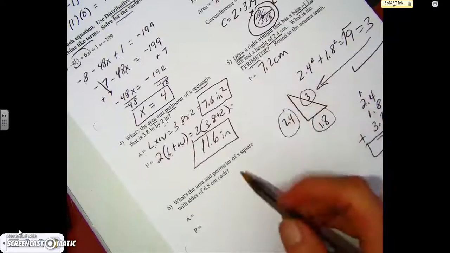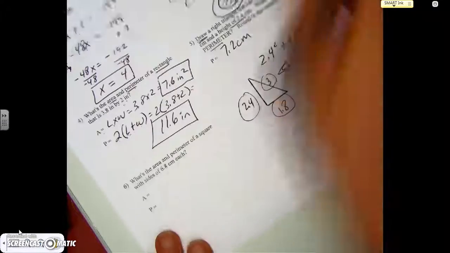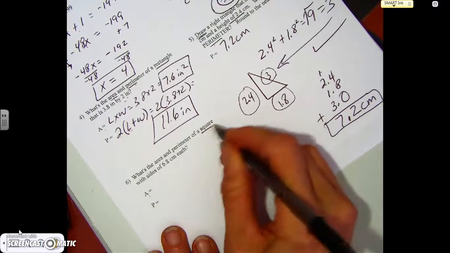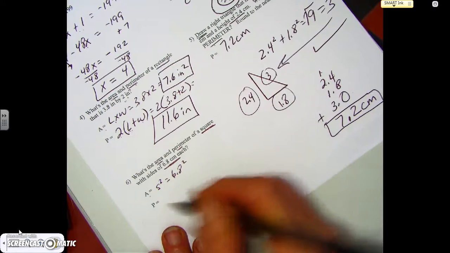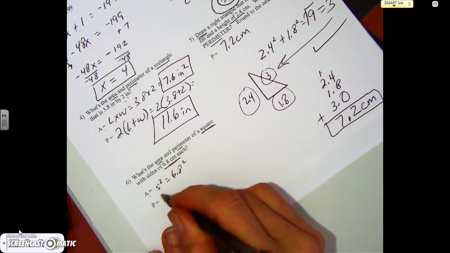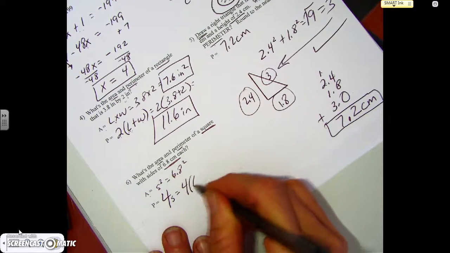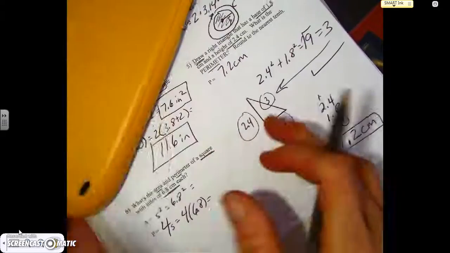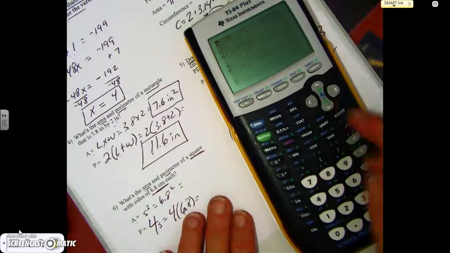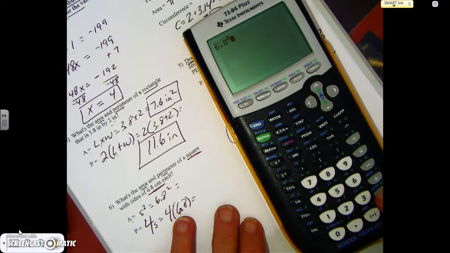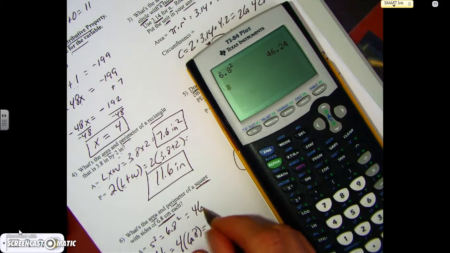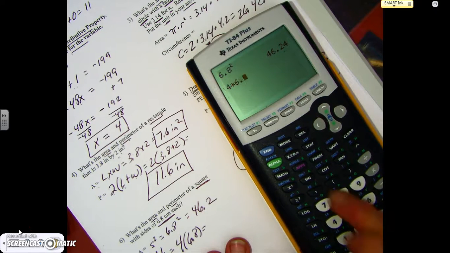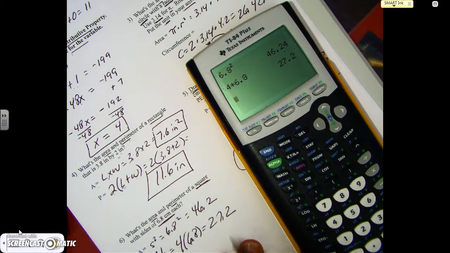All right, and then what's the area and perimeter of a square with sides of 6.8? What's the formula for area of a square? It's just side squared, so it's 6.8 squared. What's the formula for perimeter of a square? It's 4 times the side, so it's just 4 times 6.8. 6.8 squared equals 46.24. We're rounding to the nearest tenth, so that 4 makes that 2 stay the same because it's less than 5. And then 4 times 6.8 is 27.2. There you go.